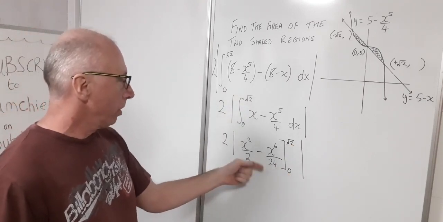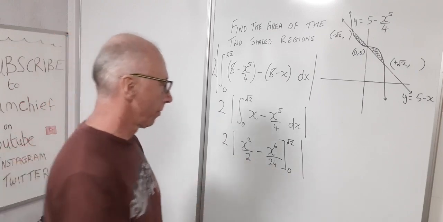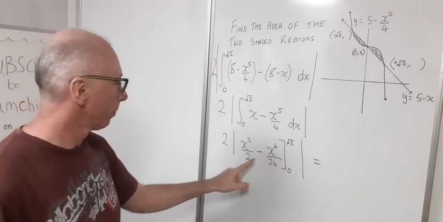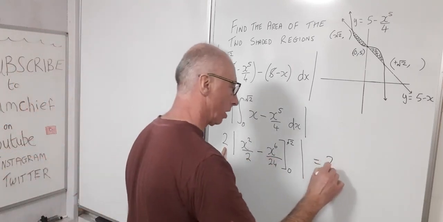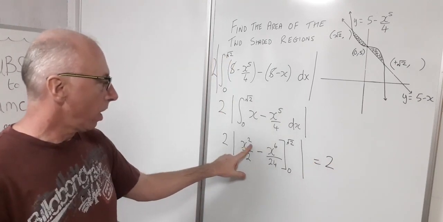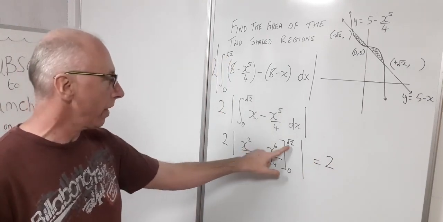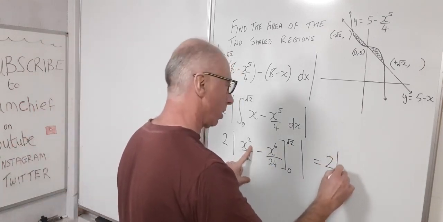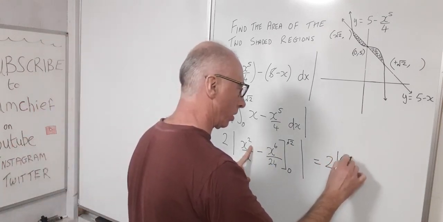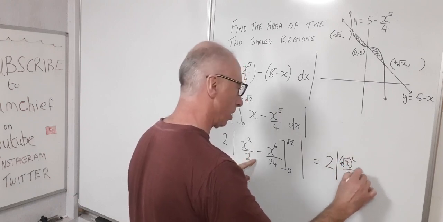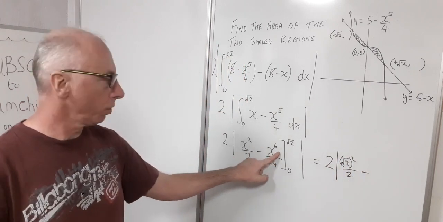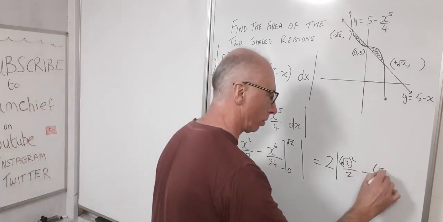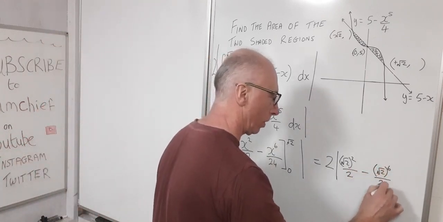Now we can calculate our result. When x is 0, this just becomes nothing. So all we need to do now is calculate our value at square root of 2. So we've got 2 times, now our x squared, when we square that, we get 2. So we've got 2 times root 2 squared over 2 minus root 2 to the 6 over 24.